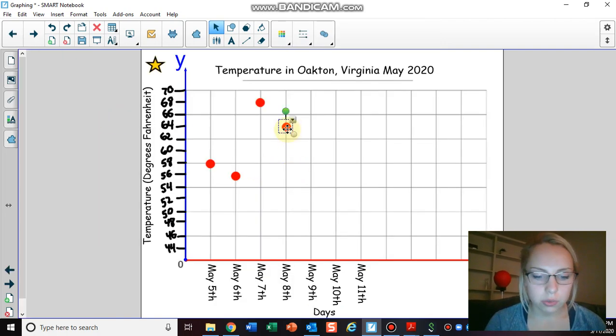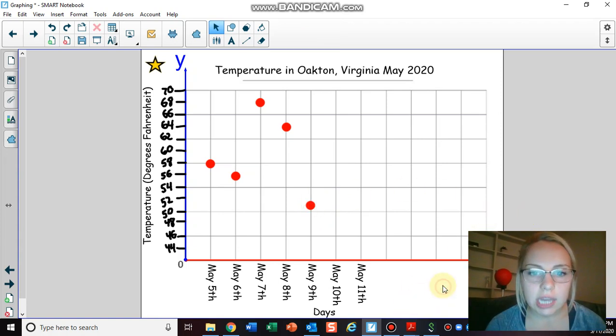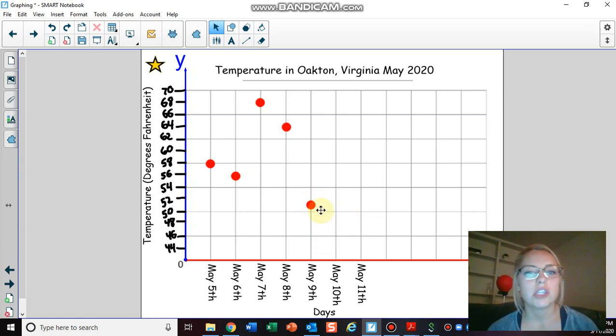We're going to grab another red dot, go to May 9th, and put this right here lining up with 51. Now as you can see, my dot does not line up with 50 or 52. Because the temperature that day was 51, so I'm going to nestle that dot right in the middle of 50 and 52.